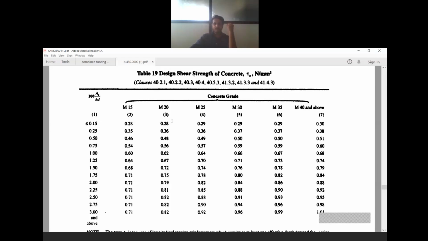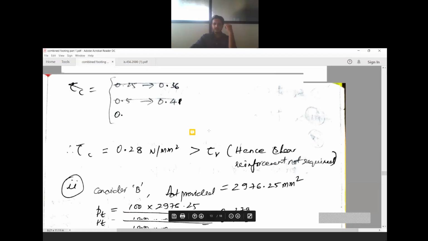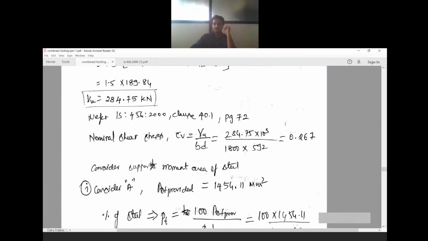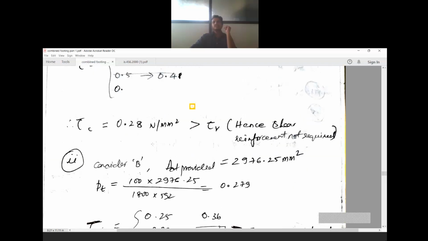So for M20 concrete, I have to consider the value of tau C as 0.28. This tau C is greater than tau V. Tau V is 0.26. Note it down. Here tau C is 0.28. So the shear is within the limit.